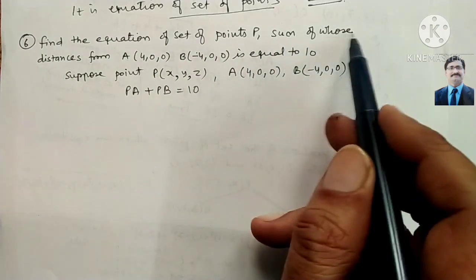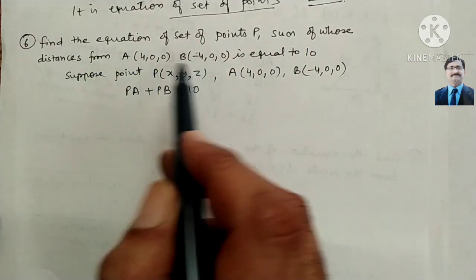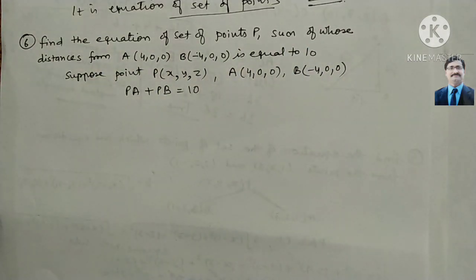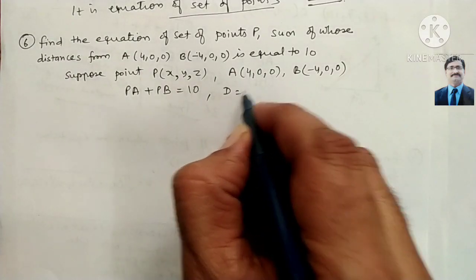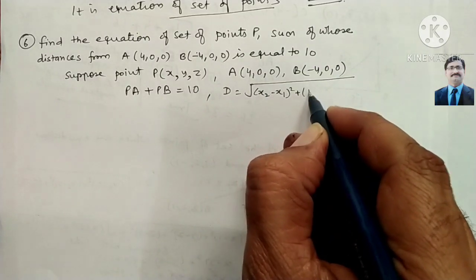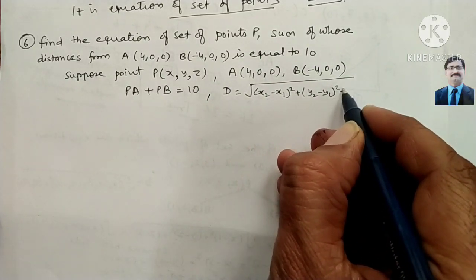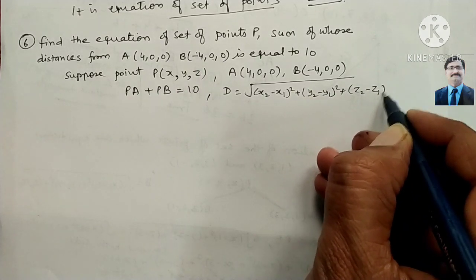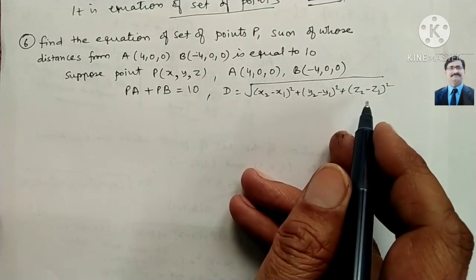Find the set of points, the sum of whose distances from these two points A and B is equal to 10. So this type is given. We will use the distance formula, which we already know: the square root of (x2 minus x1) whole square plus (y2 minus y1) whole square plus (z2 minus z1) whole square. This is the distance formula.